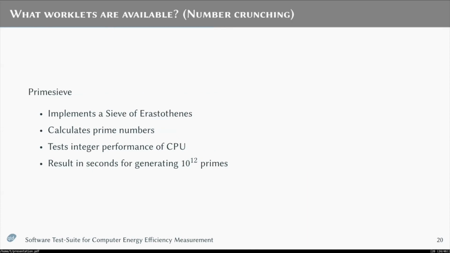So we will now go through the list of worklets so that you can get an idea of what's going on. We have one worklet, it's called prime sieve, which is basically for number crunching. So it calculates prime numbers and gives you a result in seconds for generating those prime numbers. I think this is one of the worklets which is not very user focused. So usually users will probably not generate millions of prime numbers, but it's an interesting workload for a CPU, just to get the raw performance of the integer units of the CPU.